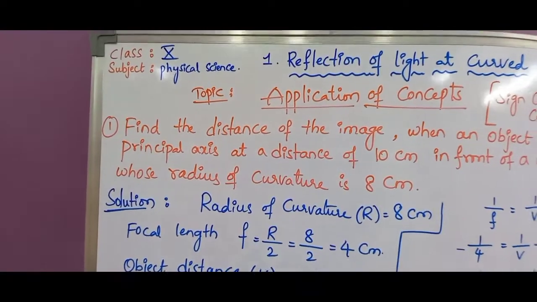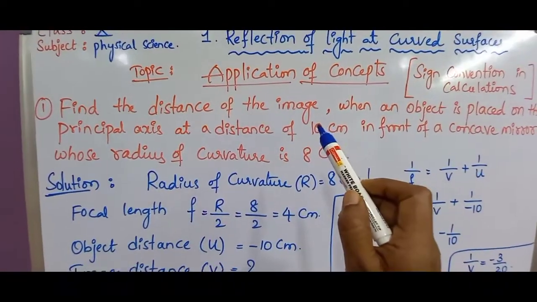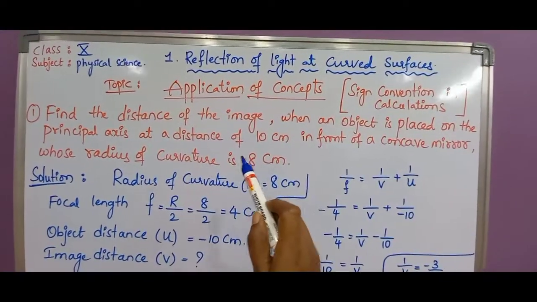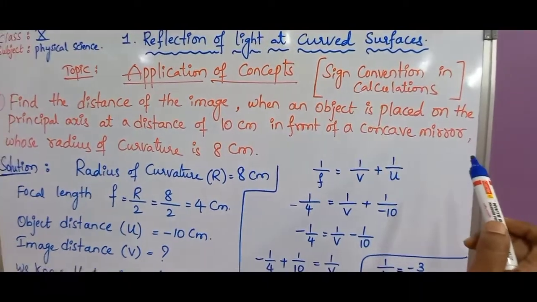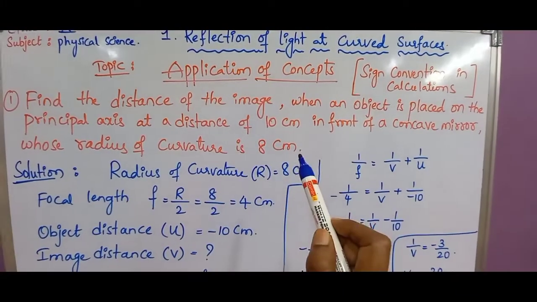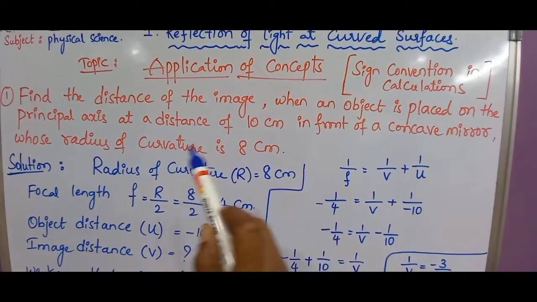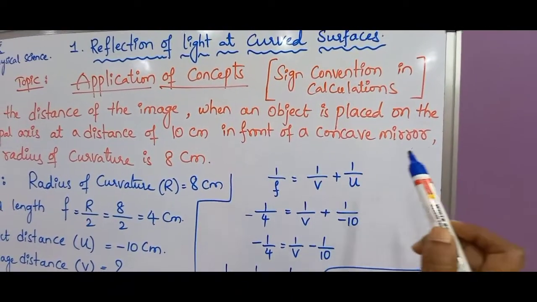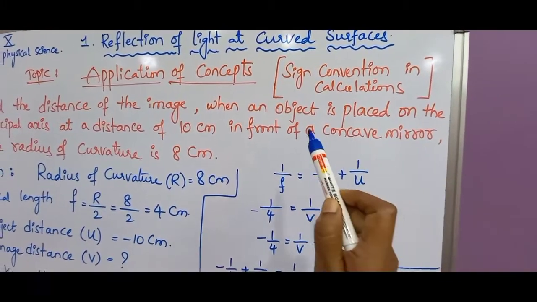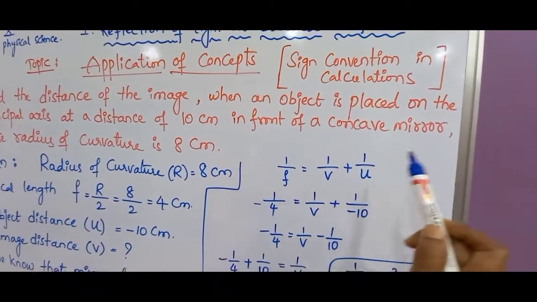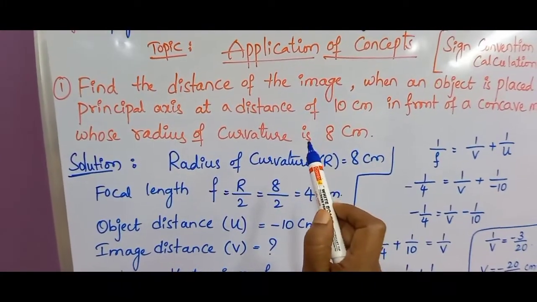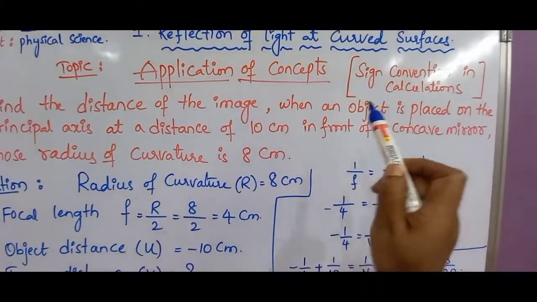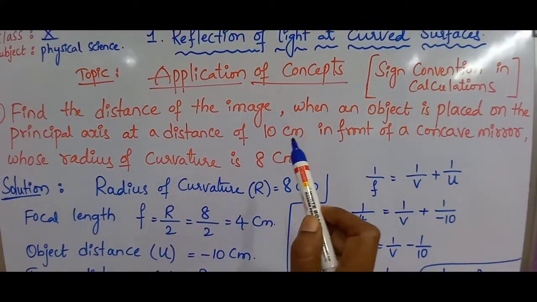See, children, find the distance of the image when an object is placed on the principal axis at a distance of 10 centimeters in front of a concave mirror, whose radius of curvature is 8 centimeters. See here, one object is placed in front of which type of mirror? We have to check. That is the concave mirror. In front of the concave mirror, an object is placed, and this concave mirror's radius of curvature, R value, is given as 8 centimeters. The object is placed on the principal axis at a distance of 10 centimeters.